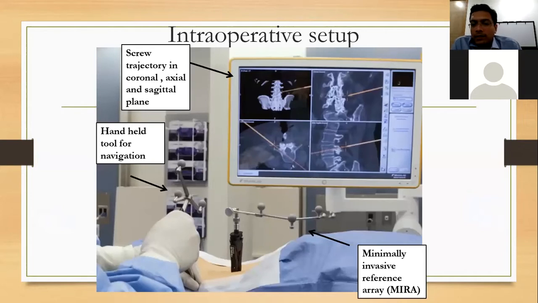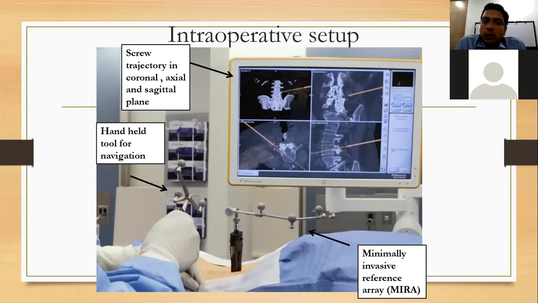So in short, this is a working model of what you see, and you have a minimal invasive reference array or something that is placed on a bony landmark on the patient's body, for example, a spinous process. You have a handheld instrument which again has light emitting diode or gluons which are able to calibrate the trajectory of your implants or the trajectory of your instruments vis-a-vis the patient position in the OR or in the operating theater.